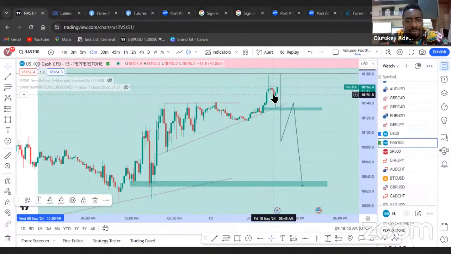Let's spread the word. If NAS 100 may sell, why will Euro USD sell too? I'm trying to understand the relationship.